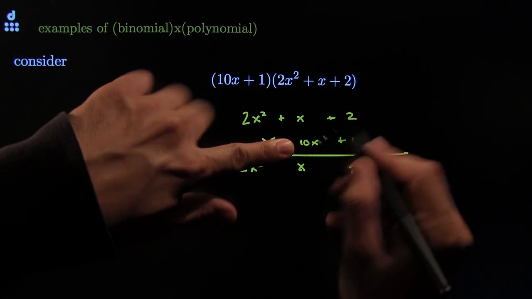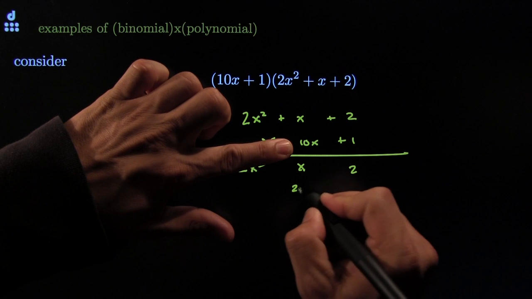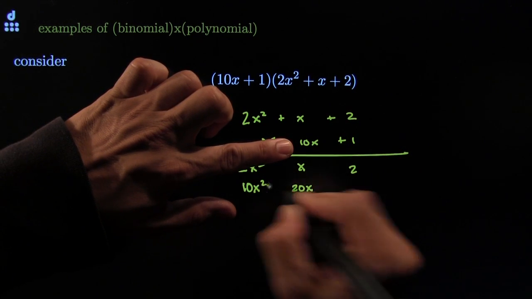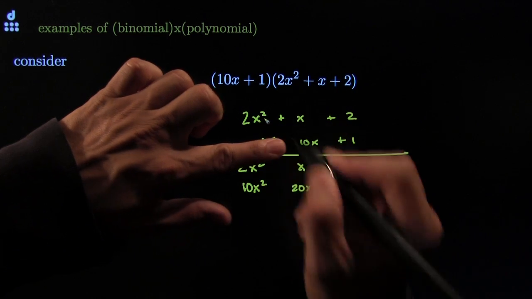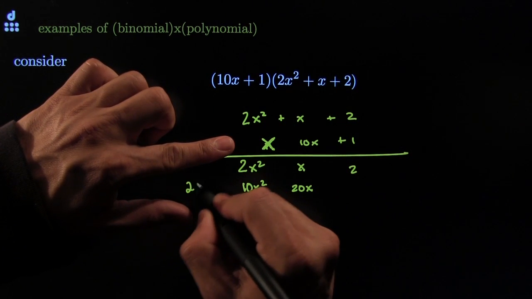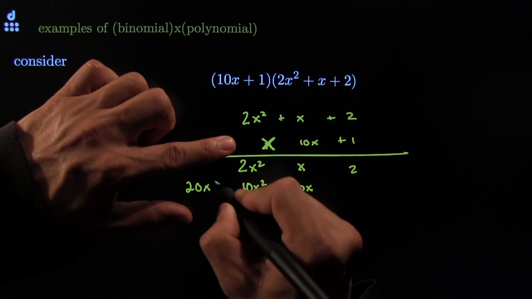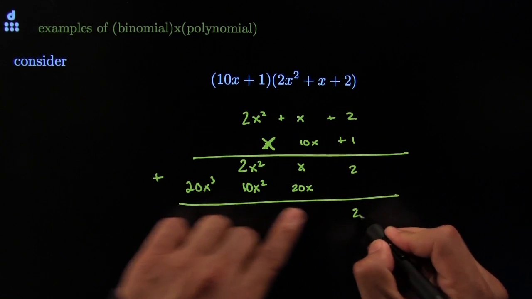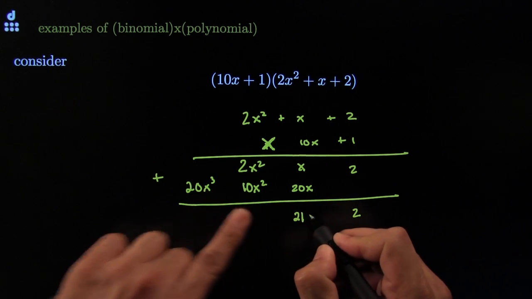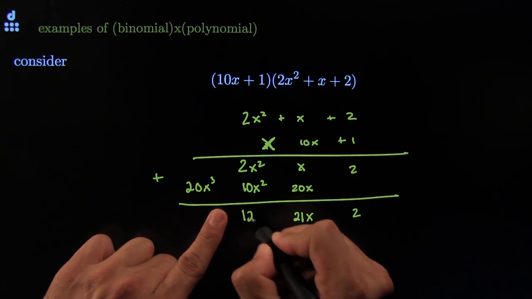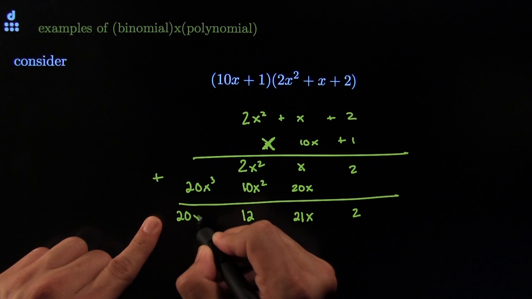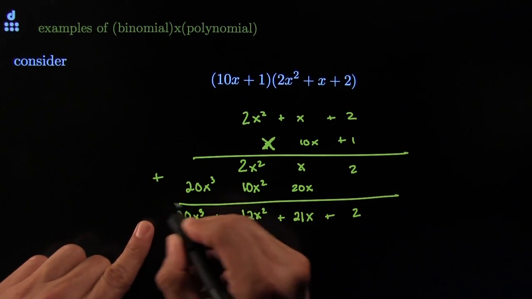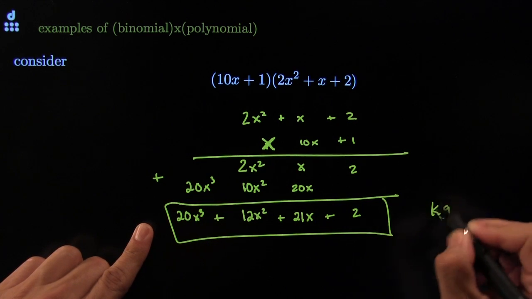Now I do the 10x. 10x times 2, that would be 20x. 10x times x, that would be 10, and an x times x would give you x squared. 10x times 2x squared, that would give you 20x cubed. And now I just add them. That would give me 2, that would give me 21 of these, that would give me 12 of these, and that would give me 20 of these. So the final answer, of course, would be this by the kindergarten method.